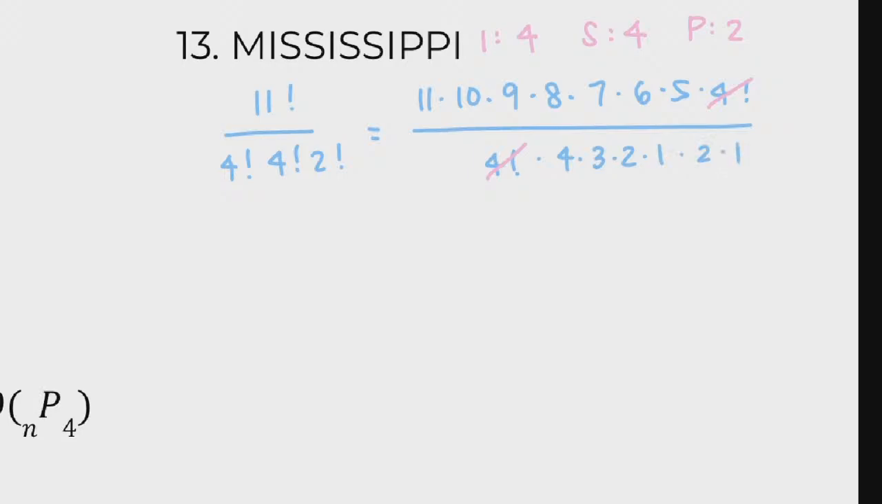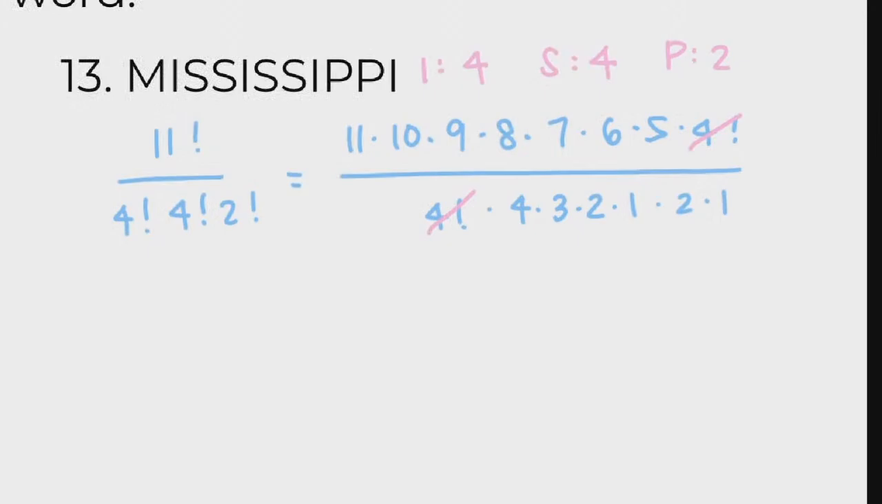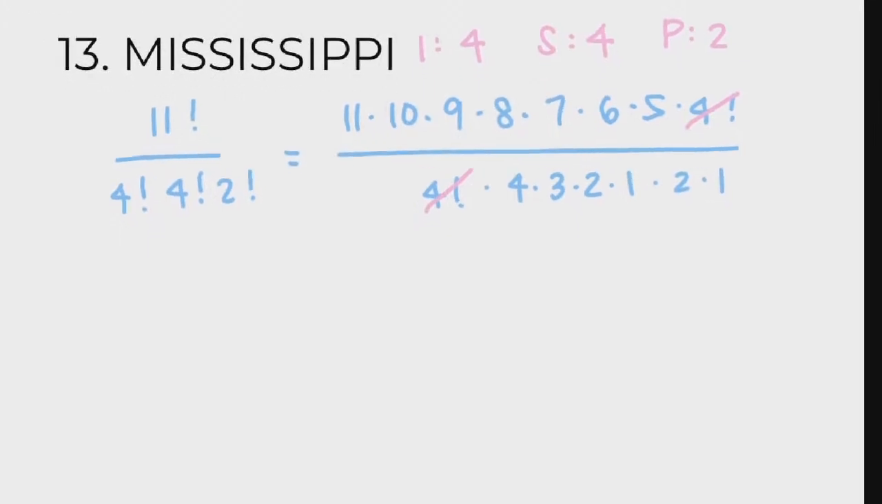But now it's a multiplication and division problem, so we can see if we can simplify anything. So 4 times 2 in the denominator will equal 8, so that'll cancel out with the 8 in the numerator. And 3 times 2 in the denominator will multiply to 6, and that'll cancel out the 6 in the numerator. So we're really multiplying 11 times 10 times 9 times 7 times 5. And we'll get 34,650.